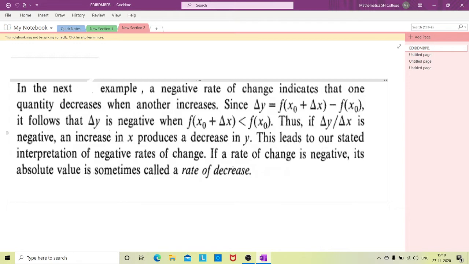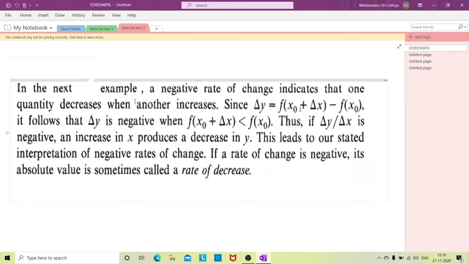That is, delta y. Suppose we usually take y as a function of x. So x is an independent variable, y is a dependent variable. Delta x is the change in x and delta y is the corresponding change in y, which we denoted by f at x naught plus delta x minus f at x naught. Now suppose that the first quantity, that is f at x naught plus delta x, is less than f at x naught. Then delta y will become negative.